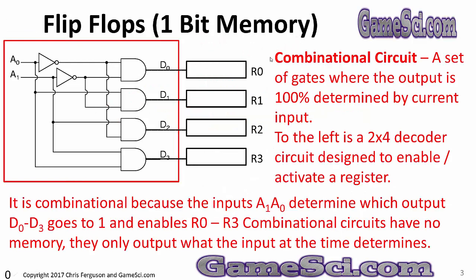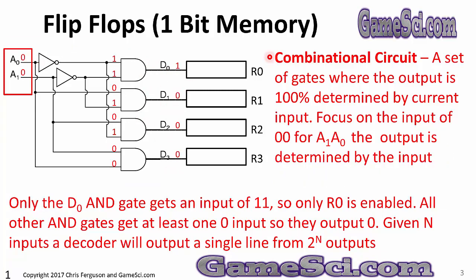Flip-flops, 1-bit memory. Let's review combinational circuits. A set of gates where the output is 100% determined by the current input. To the left is a 2x4 decoder circuit designed to enable or activate a register. A decoder is a combinational circuit because the input A1 and A0 determine which output, D0 through D3, goes to 1, and it enables register 0 through register 3. Combinational circuits have no memory. They only output what the input at the time determines. This input at the time determines which one of these lines goes to 1.